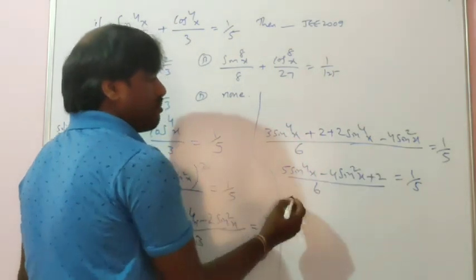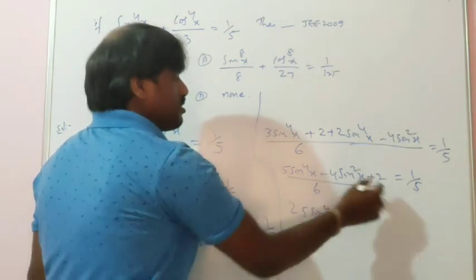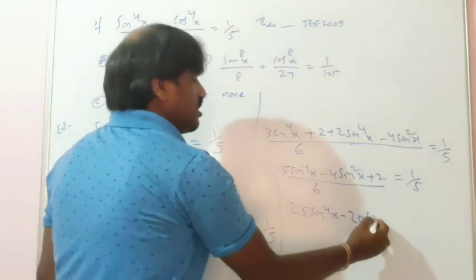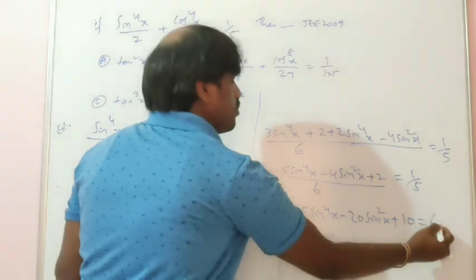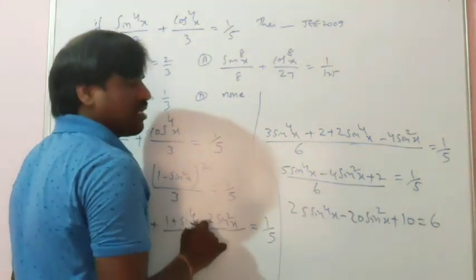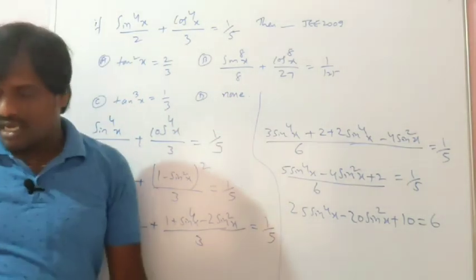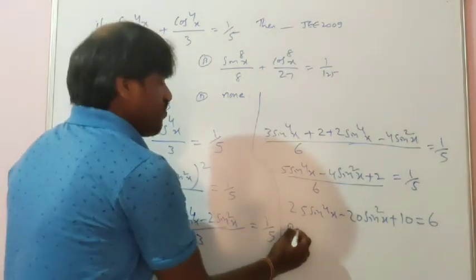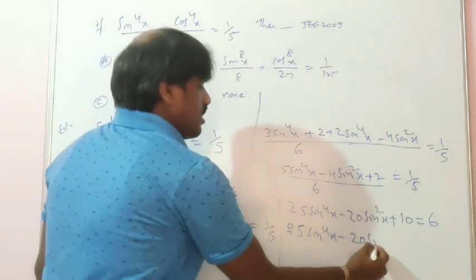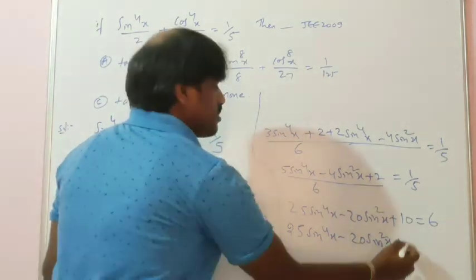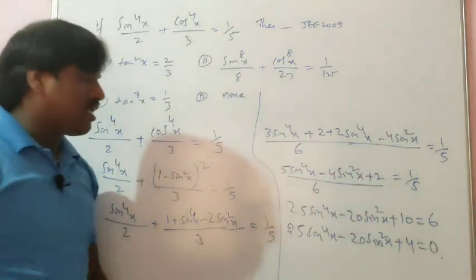If we do cross multiplication, 25 sin power 4x minus 20 sin square x plus 10 is equal to 6. So 6 on this side, that is 10 minus 6, that will be 4. So what I am going to get here is 25 sin power 4x minus 20 sin square x plus 4 is equal to 0. So I am getting it this way.